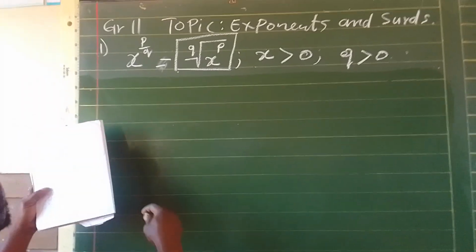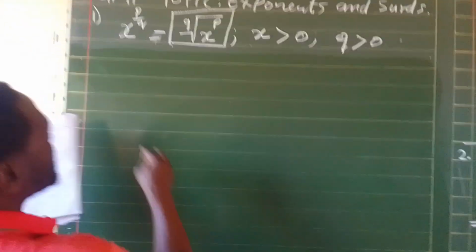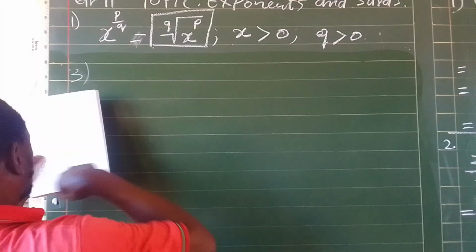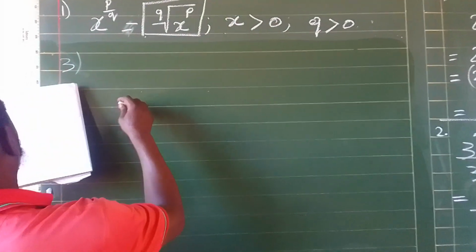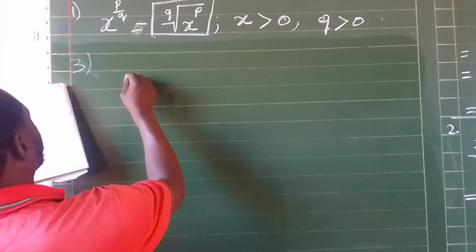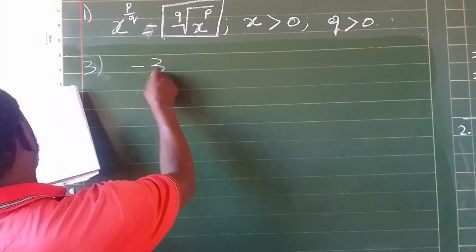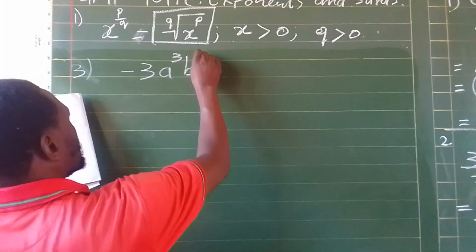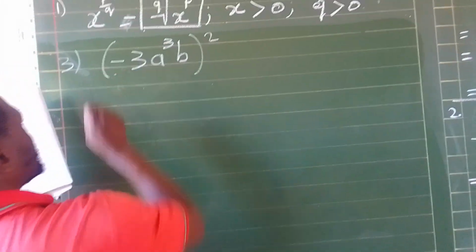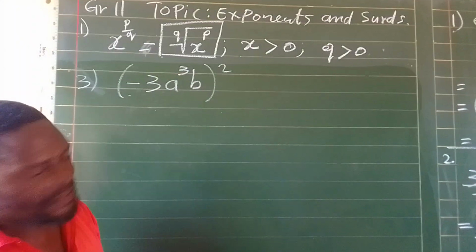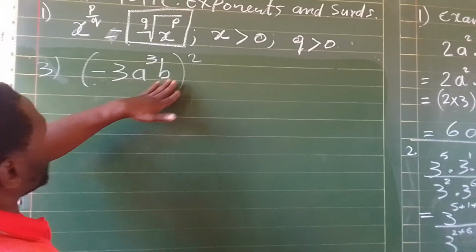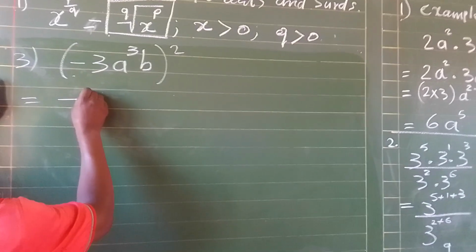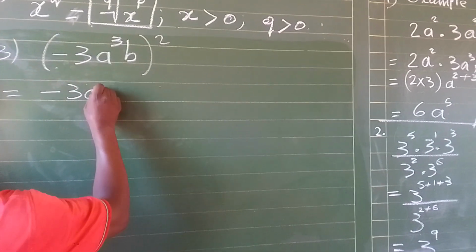Mathematics is simple, just give yourself time to practice. Example 3: minus 3a cubed b, all squared. They say simplify this. So this is a square. You know that you are going to multiply this thing, repeat this term twice.